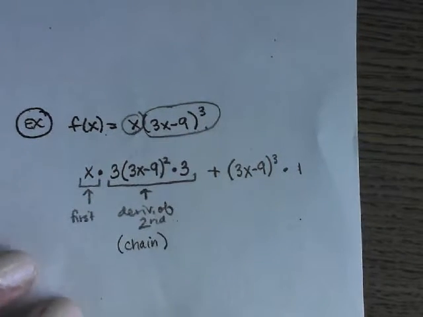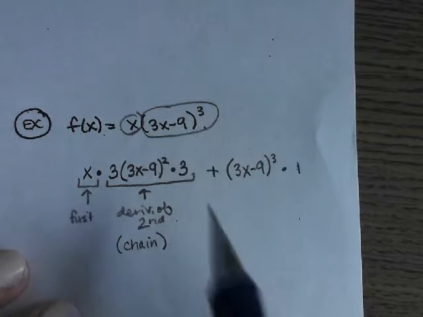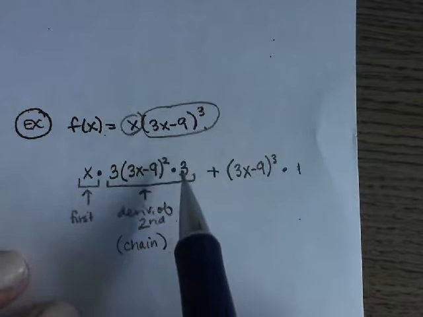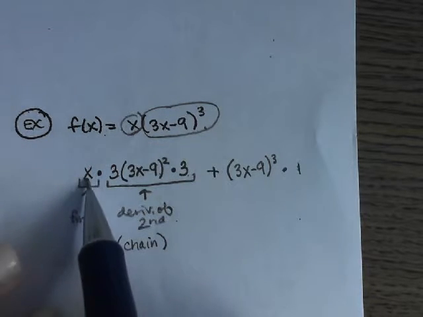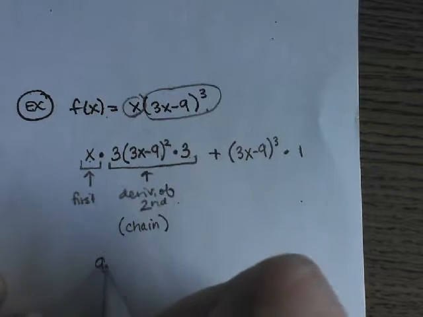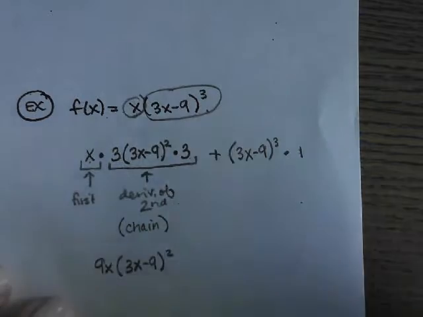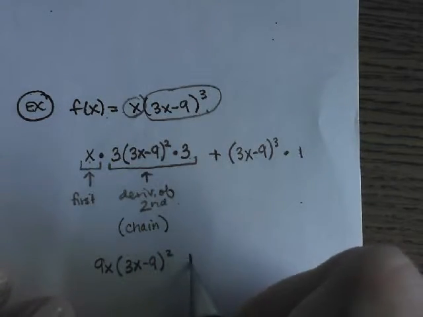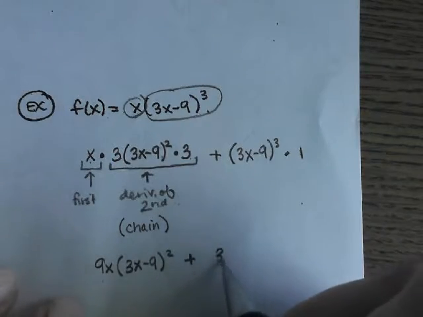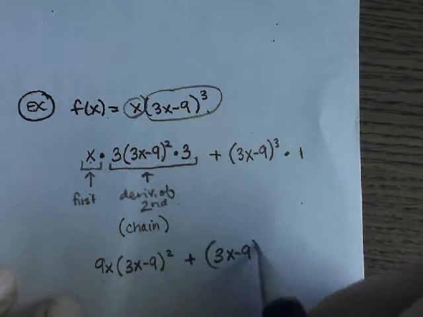And so cleaning this first section up, we have a 3 times a 3 times an x. So that's going to make a 9x times 3x minus 9 squared plus 3x minus 9 cubed.